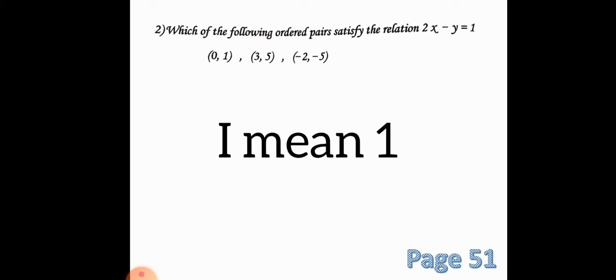Which of the following ordered pairs satisfy the relation 2x minus y equals 1? Now this is a different kind of question. We're going to use the same way anyway, but he gave you already the 3 points, and he wants to know which of them satisfies the relation. Again, what's the meaning of the word satisfy?